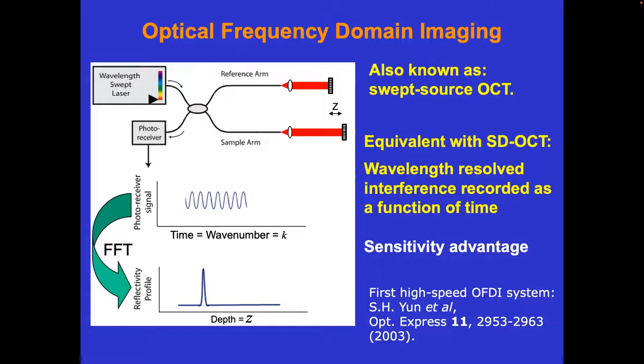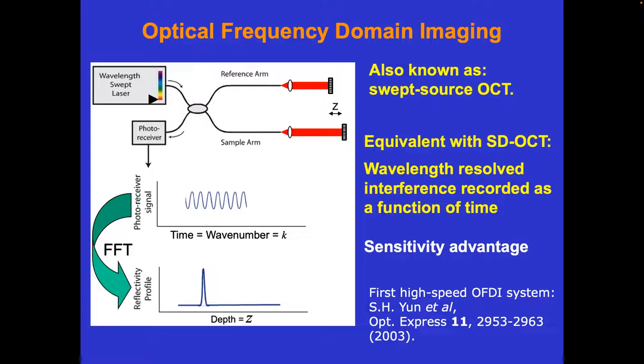So in this case, you've moved your complexity from your detection part to your source part. And so the challenge now becomes creating these lasers that can rapidly sweep the wavelength and have a narrow instantaneous wavelength. Because the point is you want to measure your interference, let's say, to a depth of 3 millimeters. That means that the wavelength that comes out of the laser should have a coherence length that is at least that 3 millimeter, because otherwise it won't be able to measure over that depth.